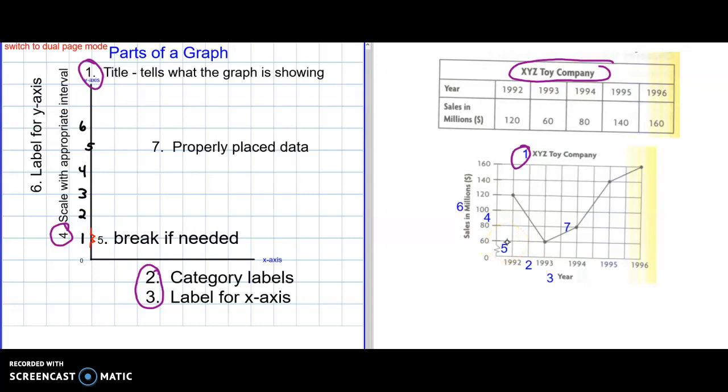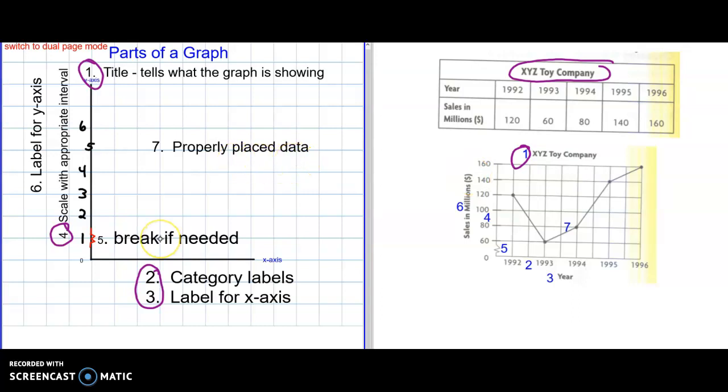The next thing you need, because you have numbers going on your y-axis, you need a label for what do those numbers stand for. So if I'm going from 0 to 6, 6 what or 3 what whenever I'm plotting that. So when I go over here and I look at my example, all those numbers stand for sales in millions of dollars.